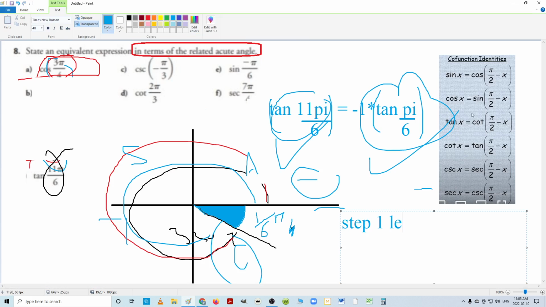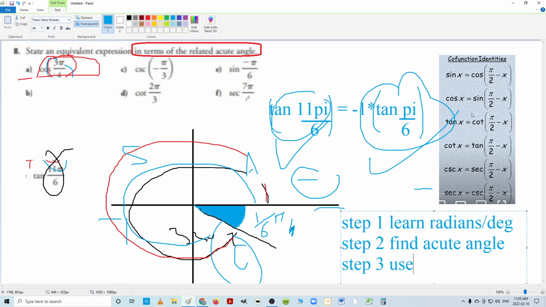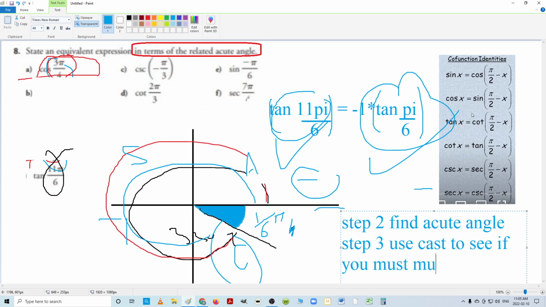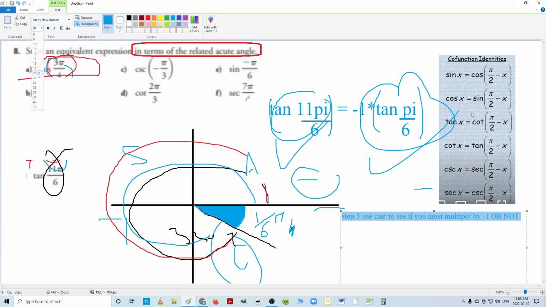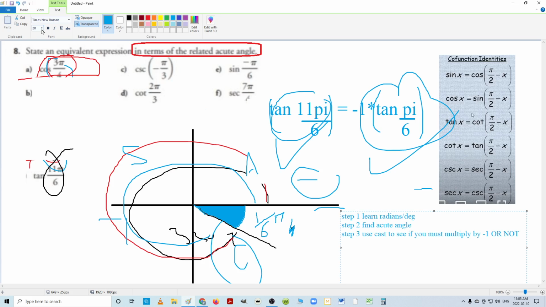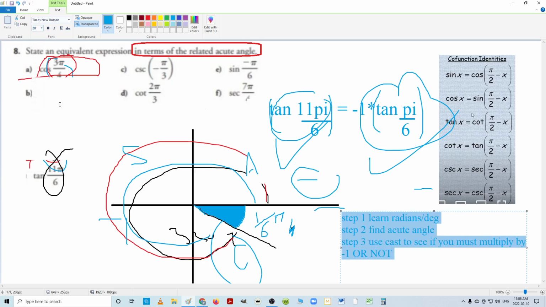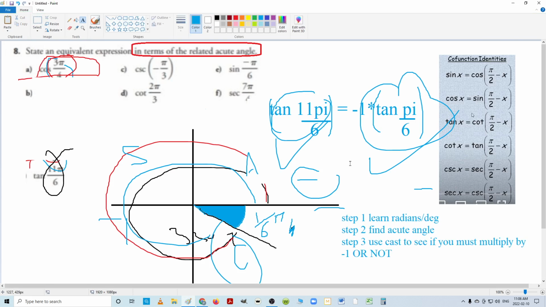Step 1 would be ultimately learn radians, degrees. Step 2, find your acute angle. Step 3, use CAST to see if you must multiply by -1 or not. That's all it comes down to. So here are your steps on the screen. Make it a little bit bigger. There's your steps on the screen. And that will work every time.